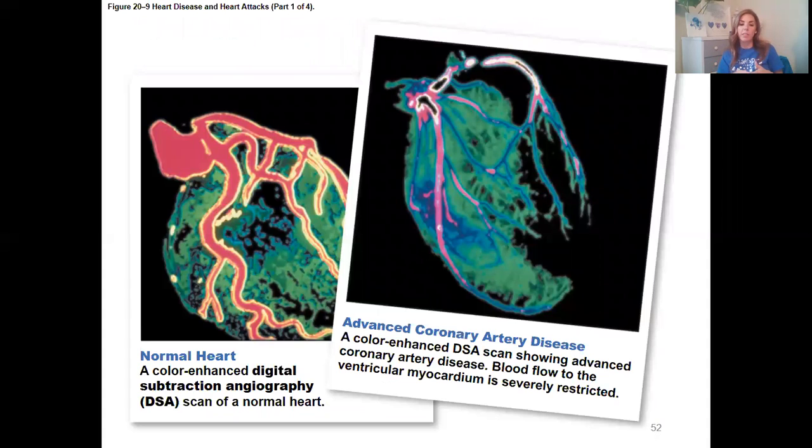If you look at this particular picture, what you're seeing is what's called a digital subtraction angiography. On the normal heart versus the advanced CAD, you can see that there is a stark difference between how thick those arteries are and how much blood flow is occurring within those arteries. So this is very easy, even if you have no medical experience, it's very easy to see the difference between the two pictures. And it's obviously going to be a problem if somebody does not have the ability to get blood to flow into their myocardium so their heart can continue to pump adequately.